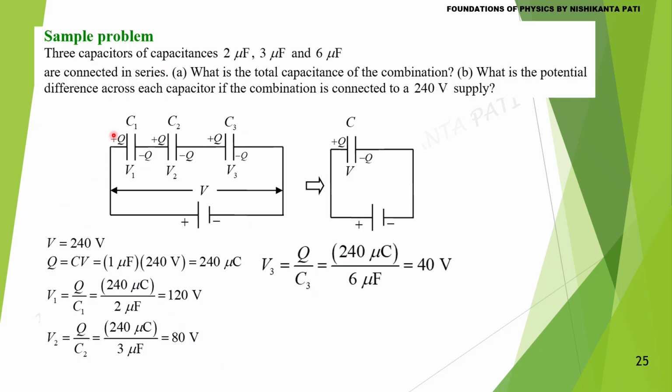The effective capacitance is 1 microfarad. V is 240 volt. So the charge Q is CV, that is coming 240 microcoulomb. The potential difference V1 is Q by C1. C1 is 2 microfarad. So V1 is 120 volt. Similarly, V2 is 80 volt. V3 is 40 volt. If you add V1, V2, V3, it will become 240 volt.